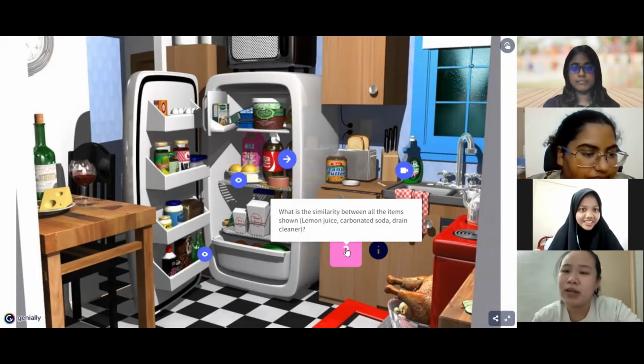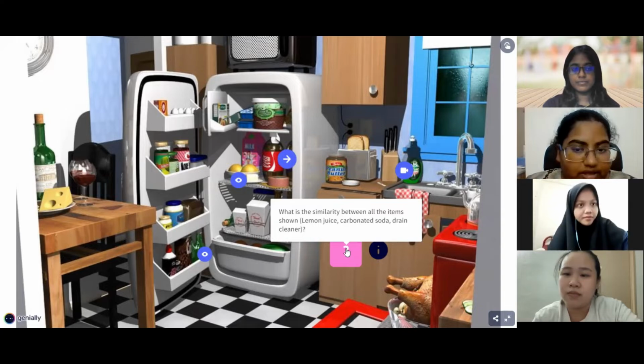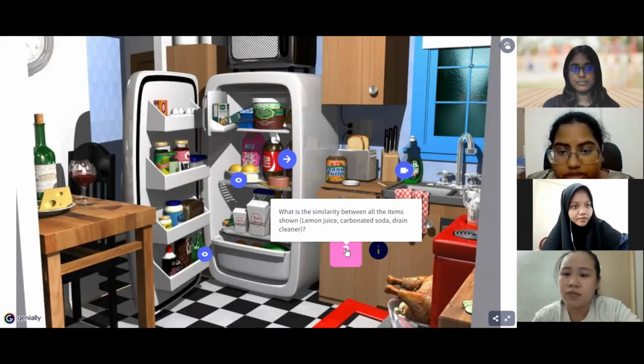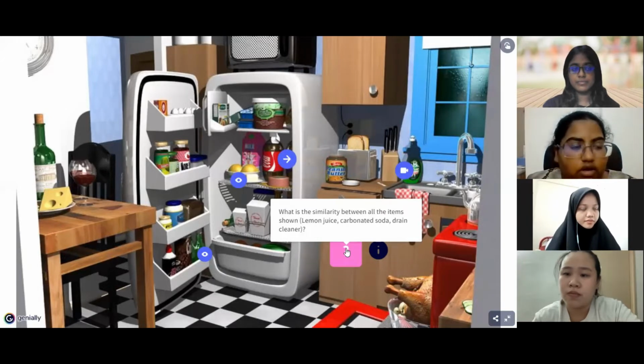Yin? All of them are liquid. Correct. You can only see their properties, that means their taste, whether they are soapy, and whether they are corrosive. You can only see all of that in the presence of water. So that's why all of them are in liquid form.